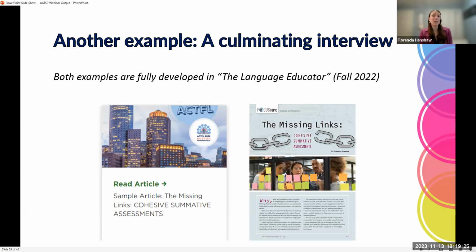Another example is a culminating interview, and I have both examples, the writing task and the interview, fully developed in the Language Educator issue of fall 2022. So if you go to the ACTFL site and you go to the Language Educator, which is their magazine, they always choose sample articles from each issue, which you can read whether you are an ACTFL member or not. So the sample article for fall 2022 was the article I wrote about these cohesive summative assessments. So if you want to read both examples fully developed, you can read them there.